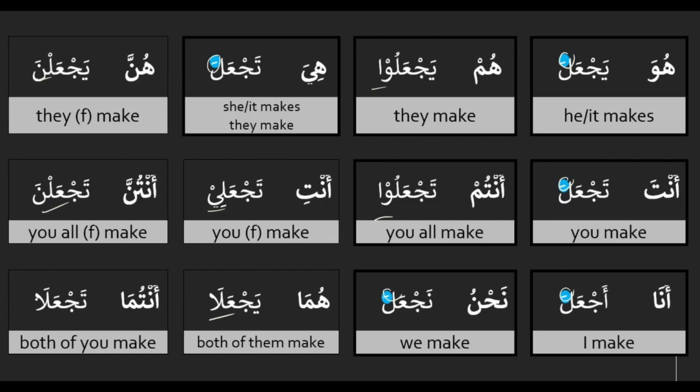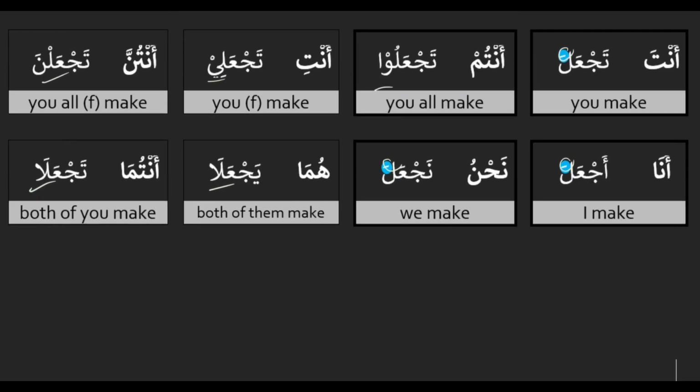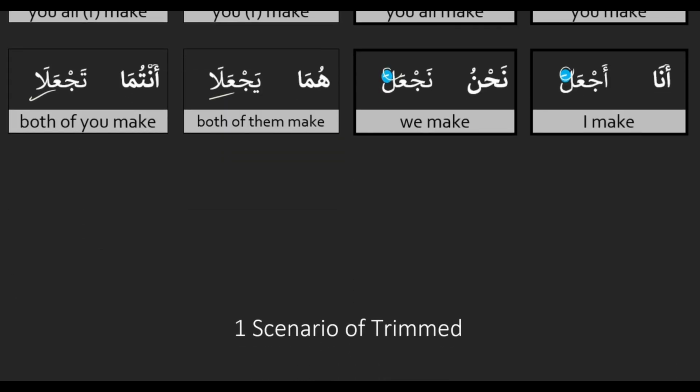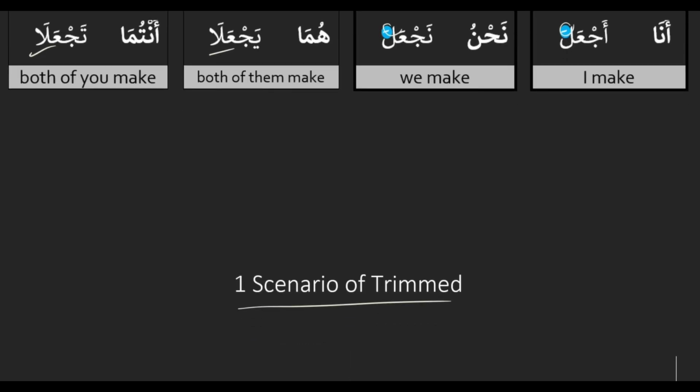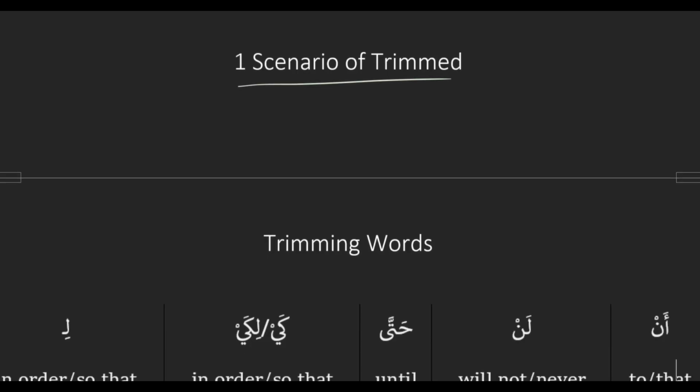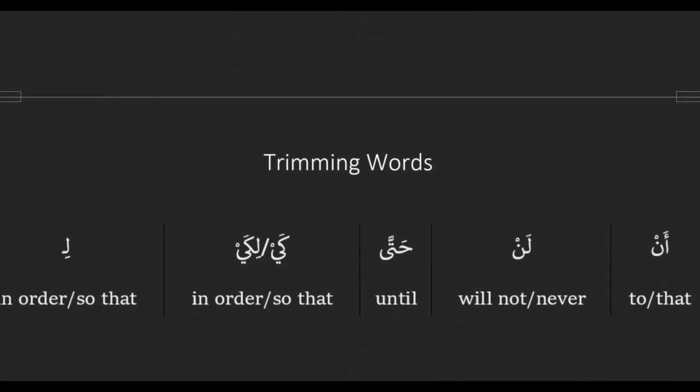And then same as with bald, we have scenarios. And actually we only have 1 scenario. Trimmed actions won't just occur at random. There's a specific scenario in which trimmed actions occur, and that is trimming words. It's the same concept as shaving words.